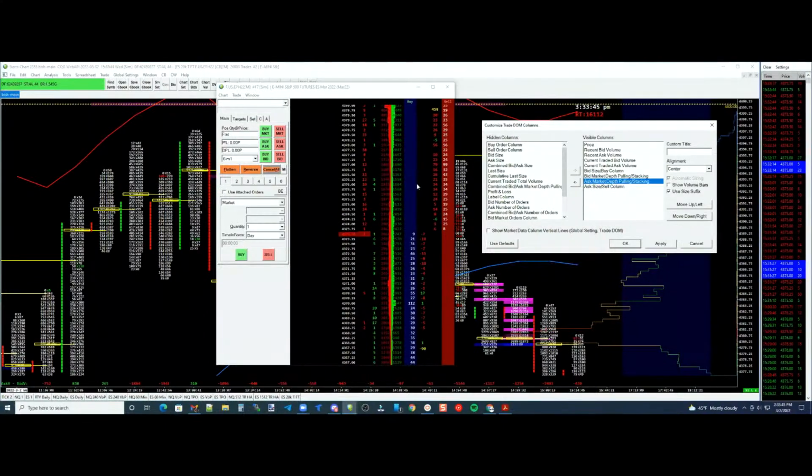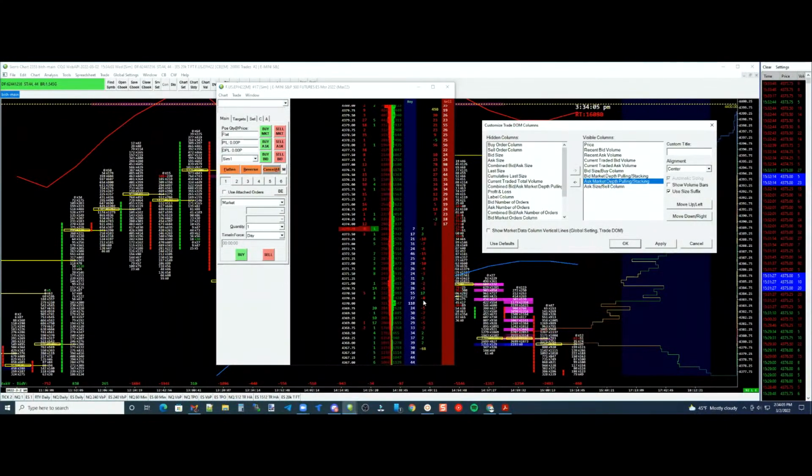what I'm seeing is the pulling and the stacking of the offer and the bid. Right now, you can see that the bid is completely pulled, all the negative numbers. And you can see that the offer is completely stacked. So what that's telling you is that the path of least resistance is to the downside.